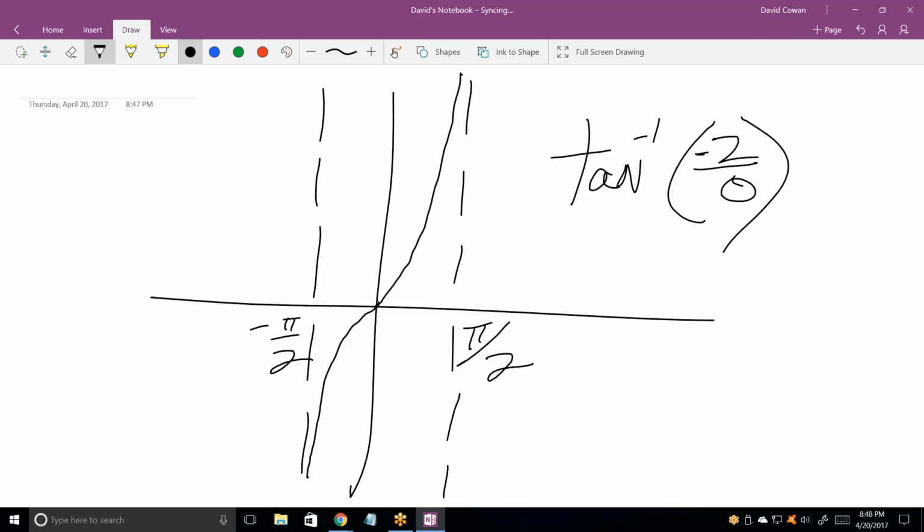I'm confused on how that gives the answer, though. What's that? I'm confused on how that gives pi over 2, though.